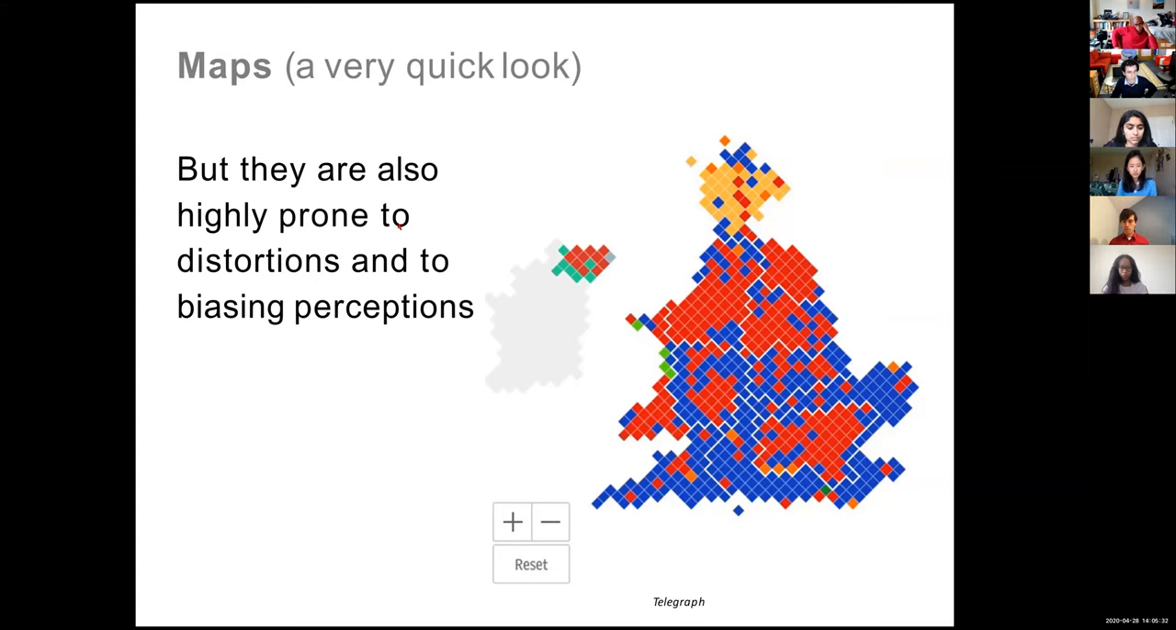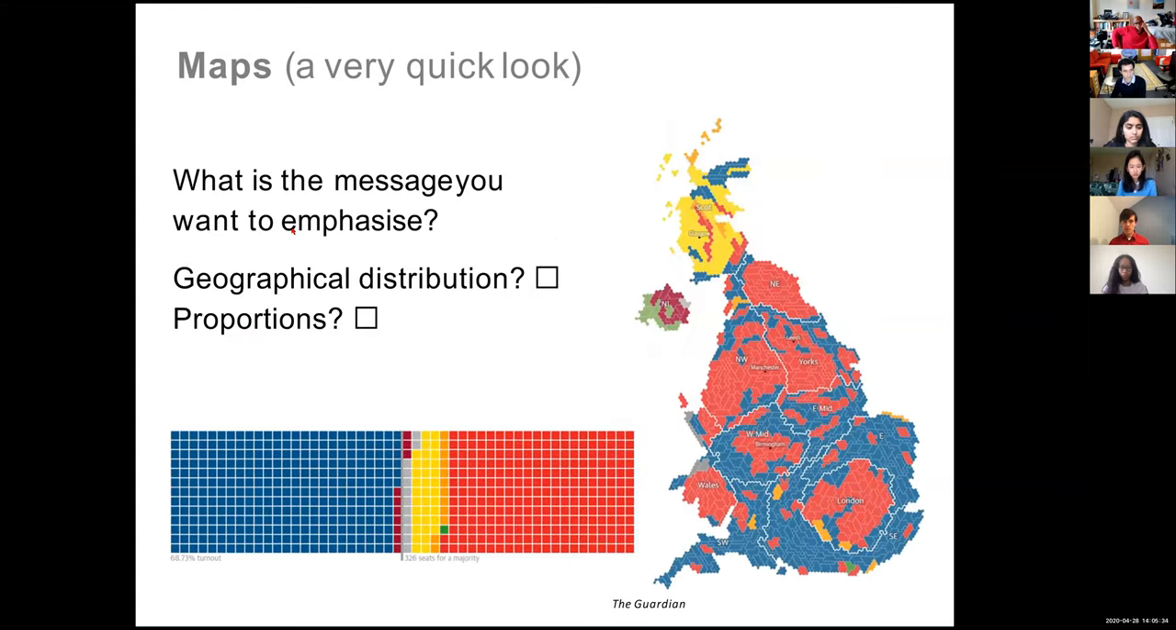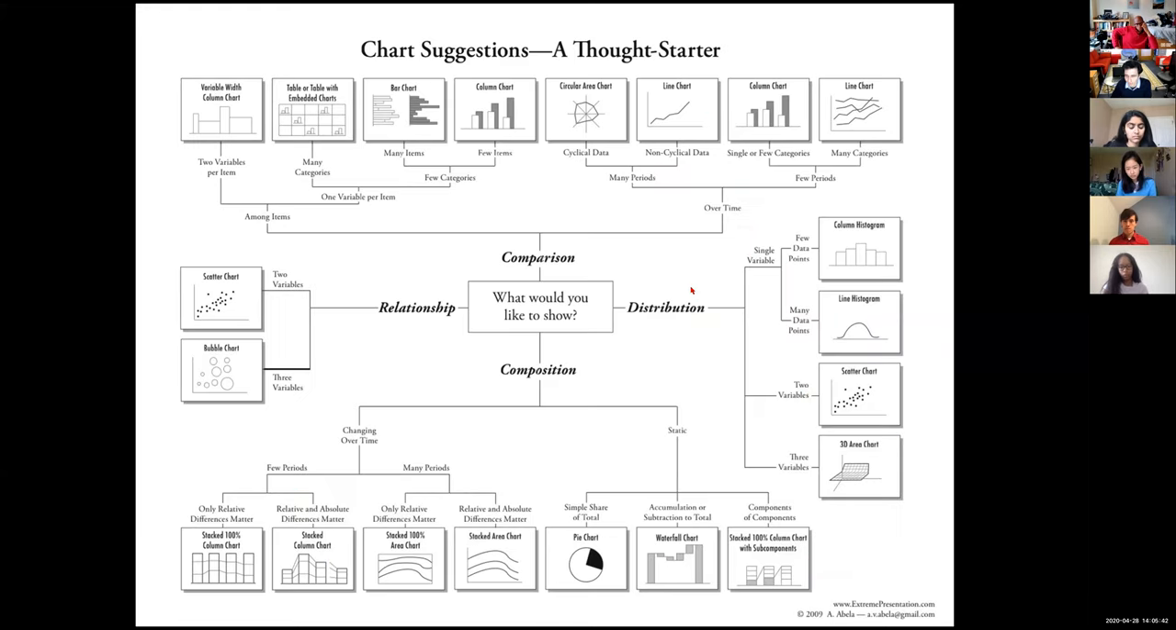And you should always think, what is the message that you're trying to emphasize? Is it geographical distribution or is it proportions of different classes? So this is basically one way of navigating all this. What would you like to show? Is it a comparison, a distribution, a composition, or a relationship? Is it two variables or three variables?